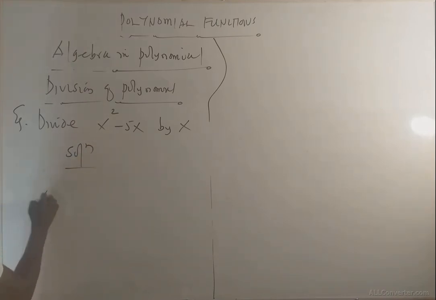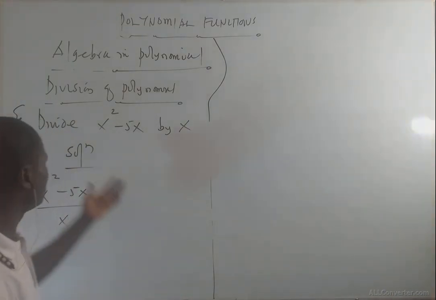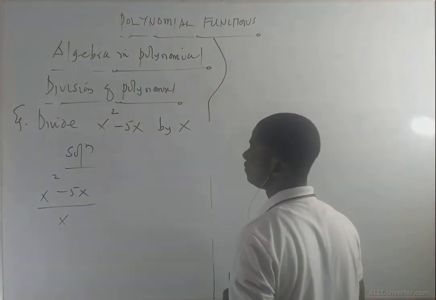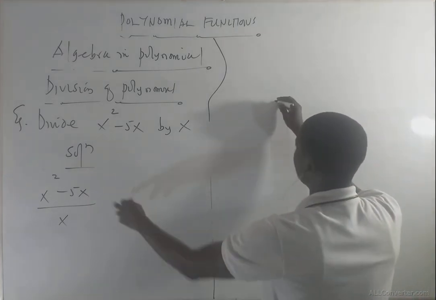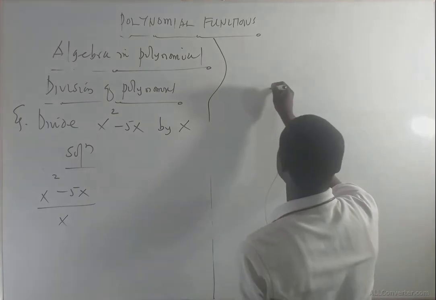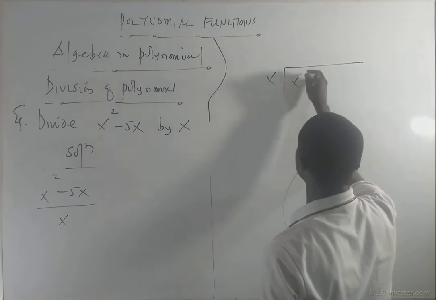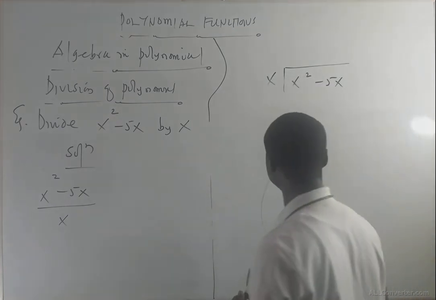This can be simplified as x squared minus 5x divided by x. So these are two polynomial functions. We are dividing this by this. Okay, we are dividing this by that. And if you have this now, take note of this and look at what I'm going to do. We have dividend by the divisor. So the divisor will be outside here. Then the dividend will be in here. We have x squared minus 5x. So now we are going to start with the division of polynomials.